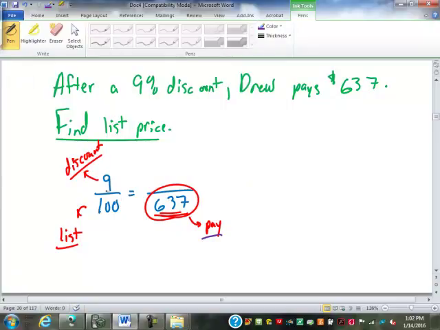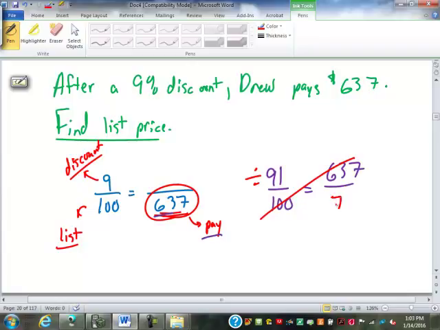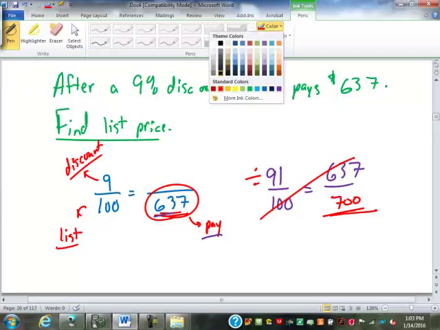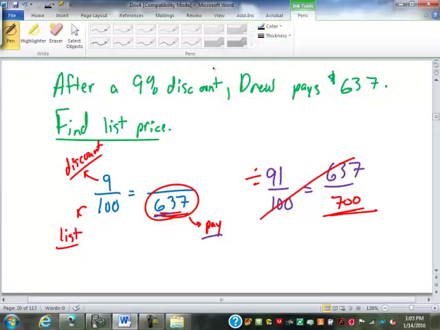Yeah, there is. If you have a 9% discount out of 100, 91% is what you pay. The 637 represents what you pay, and the 91 represents what you pay. So now if you cross multiply and divide, you're going to get 700 bucks. Does that make sense? Kind of? You're confused, right?